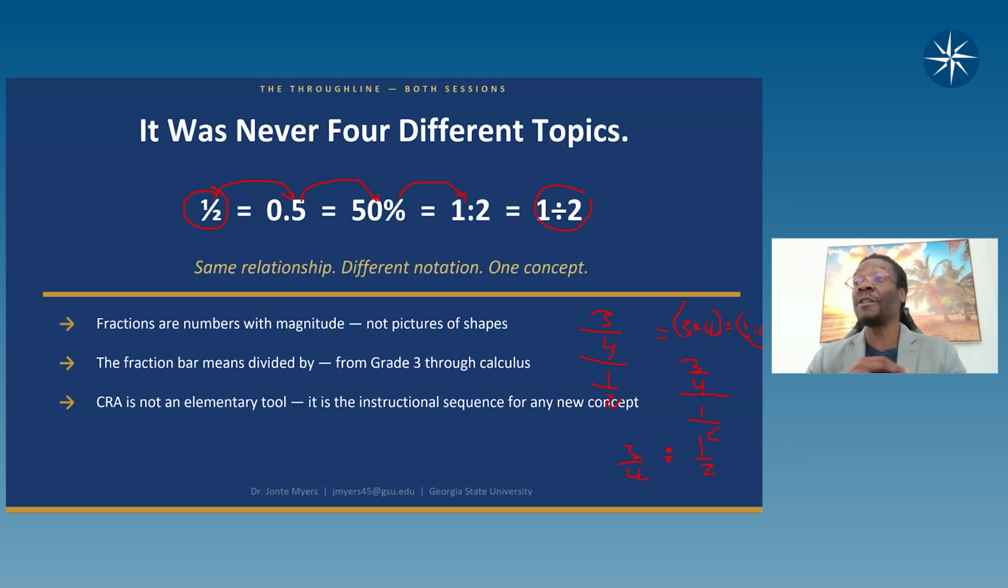And CR is not just for elementary. It's a tool that we could use across the progression, all the way up to algebra. And you saw that today. And there are other concepts that we could do with it, like factorizing. It's not just for multiplying polynomials. We can actually factorize polynomials, complete the square, and all these things using concrete manipulatives.